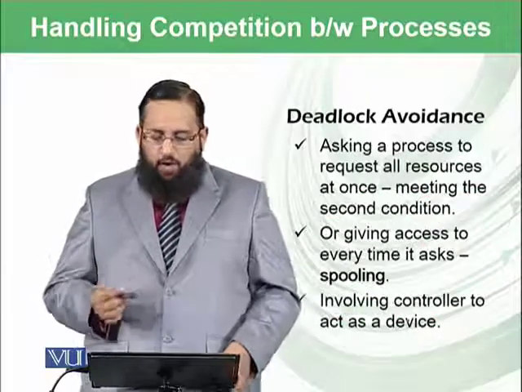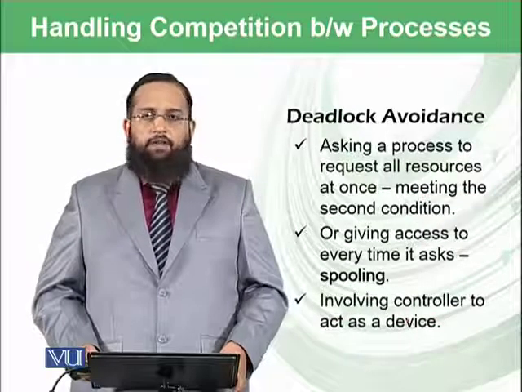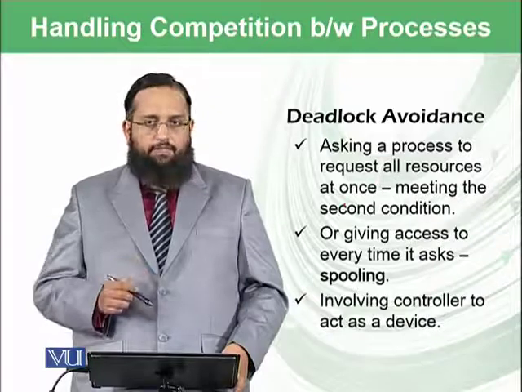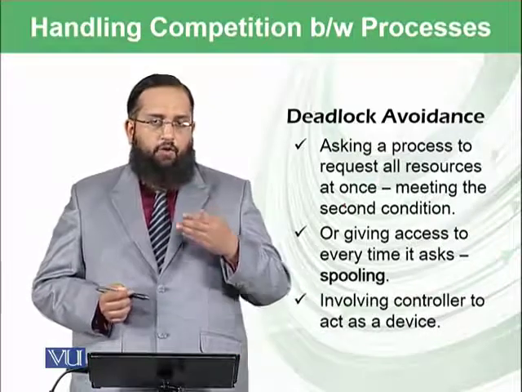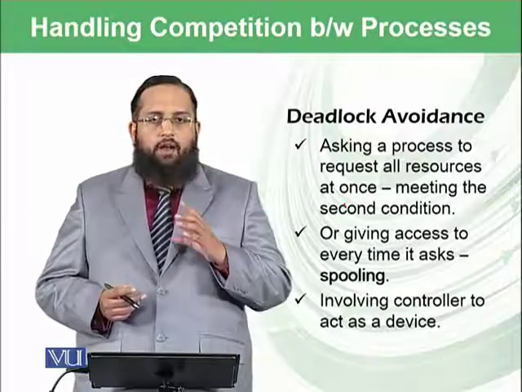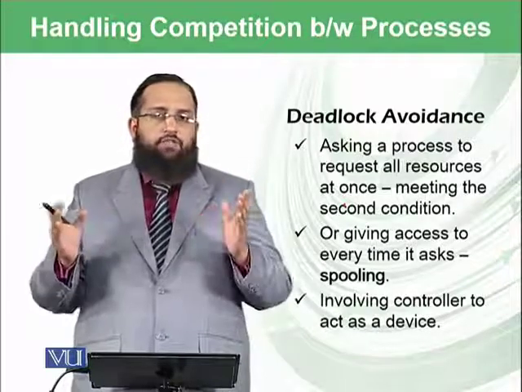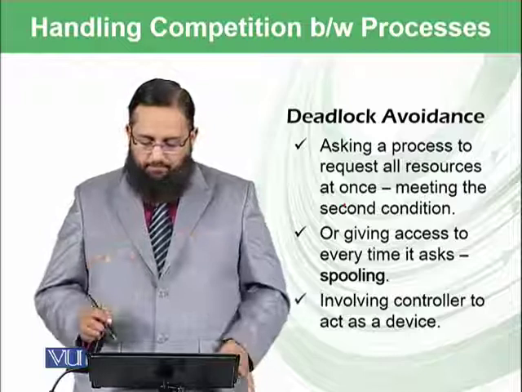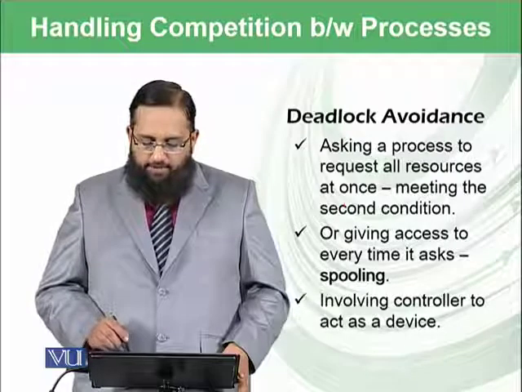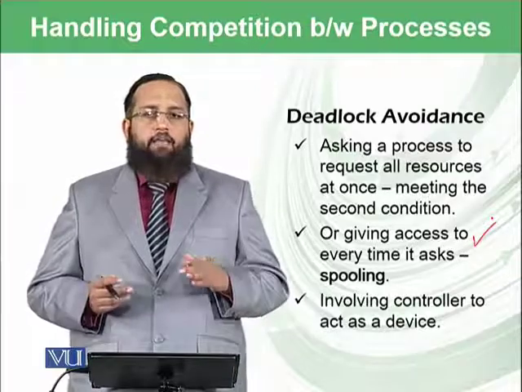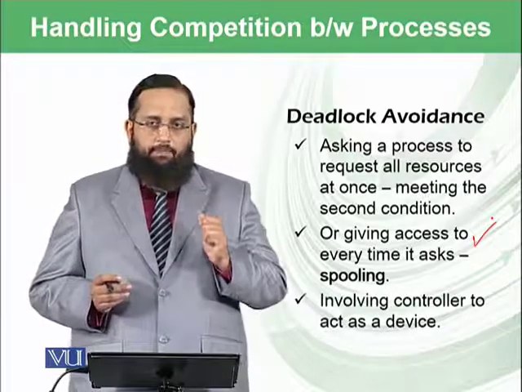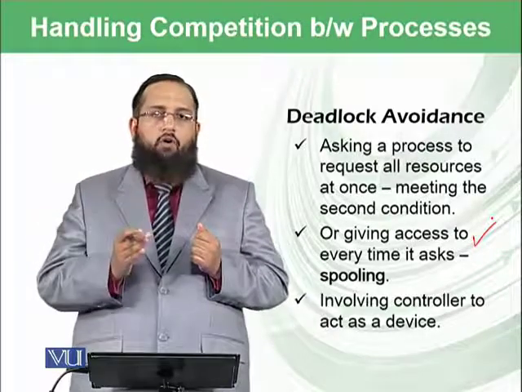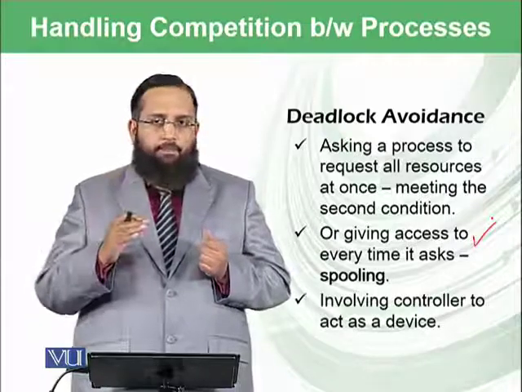However, how to avoid the deadlock? This concept is very interesting. For example, asking a process to request all resources at once. This could be one of the strategies. You tell the process that you should not request any resource partially. Do it all at once if it is possible. Or giving access every time it asks. So for example, if you know that the printer is not available and it is being used by process A, and process B also wants the printer, then give the printer to process B.